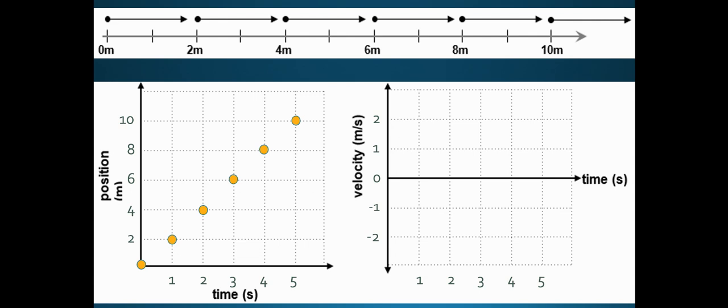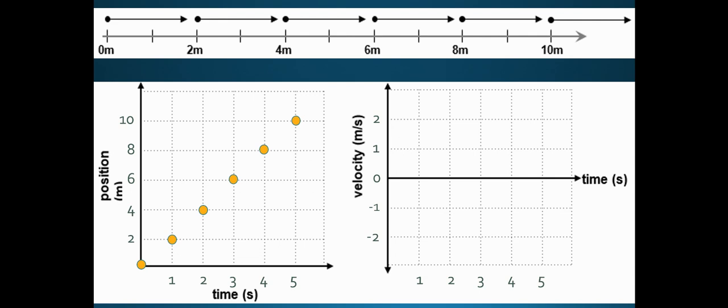So if we think about the position time graph, the slope of those graphs tells us the velocity. So if you go over to that position time graph and determine your slope, you're going to find that it's 2 meters per second. So for every second, our car is moving 2 meters. So to plot this onto our velocity time graph, we're just going to put a dot at 2 meters per second.